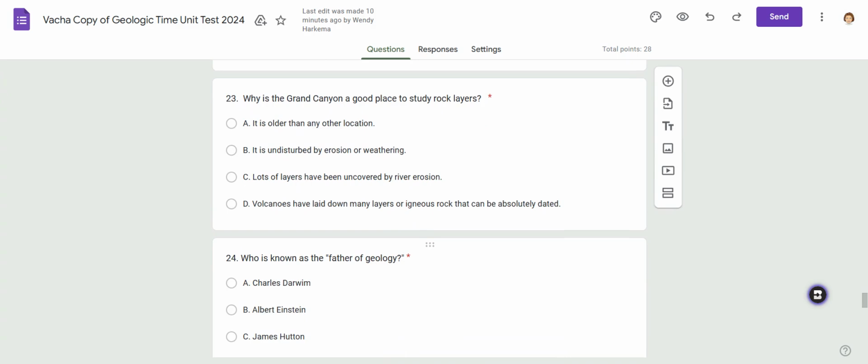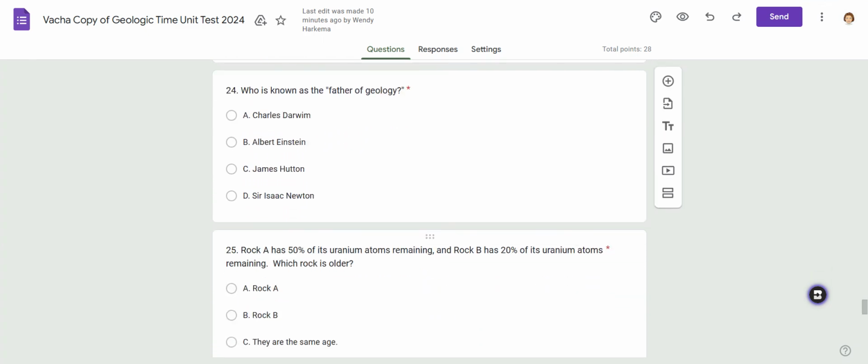Number 23, why is the Grand Canyon a good place to study rock layers? A, it is older than any other location. B, it is undisturbed by erosion or weathering. C, lots of layers have been uncovered by river erosion. D, volcanoes have laid down many layers of igneous rock that can be absolutely dated.